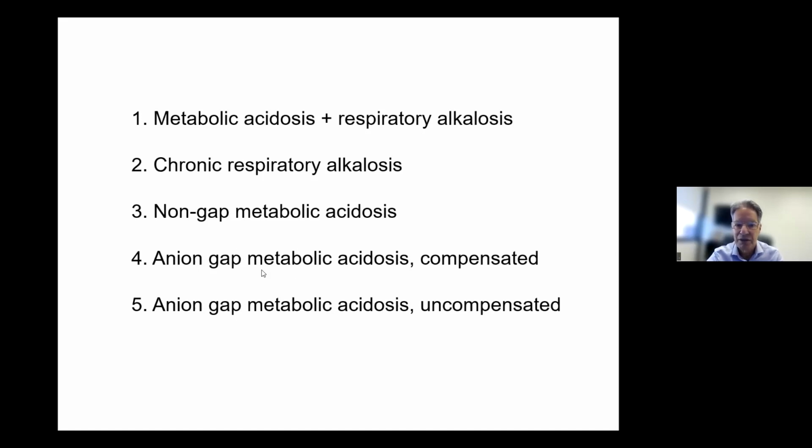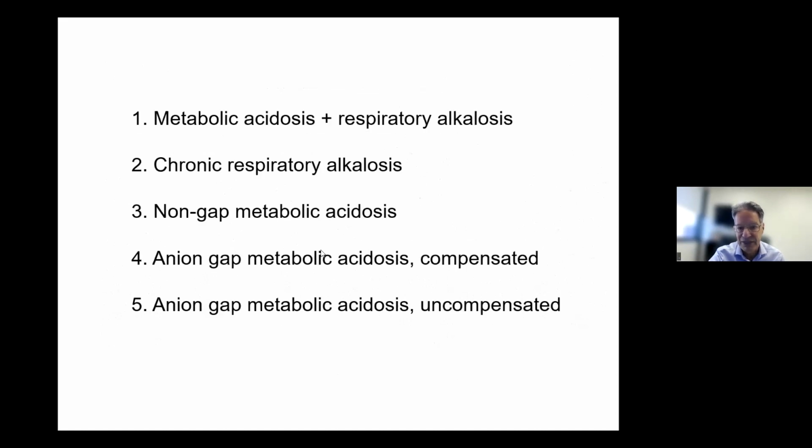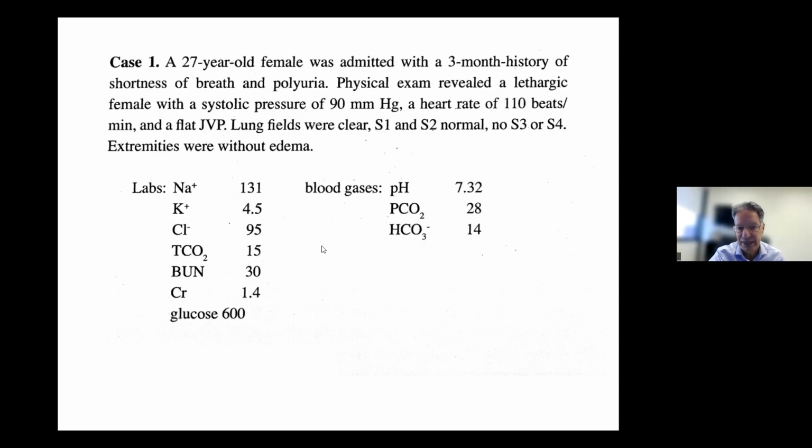So 2 people thought it was an anion gap metabolic acidosis, and 2 thought it was a metabolic acidosis and a respiratory alkalosis. Okay, so let's go back. Yes, the correct answer is a compensated metabolic acidosis. And it's the anion gap type. So the correct answer is 4. Clearly, there's an anion gap.